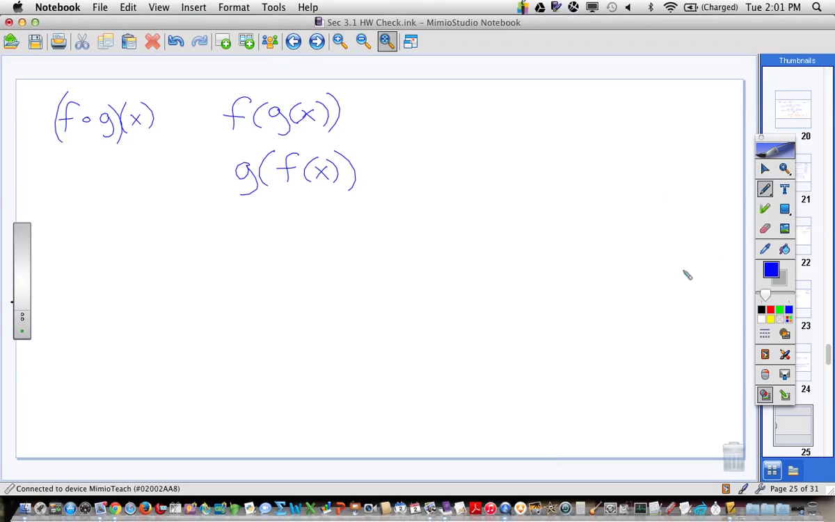Okay. You're going to have a few of your first homework problems that are going to ask you to do this kind of stuff. So they're going to tell you f is x squared and g is sine x. All right? They're going to tell you what f and g are, and then they're going to want you to do f of g of x. Well, what would f of g of x be?